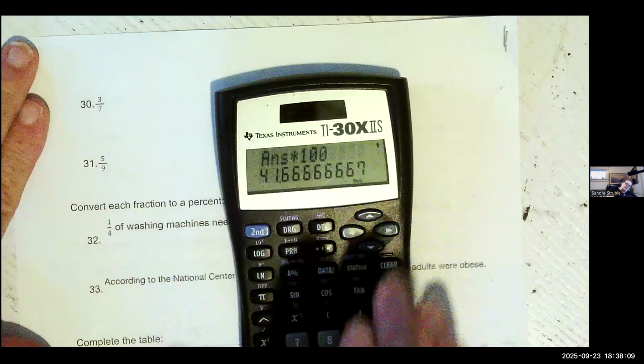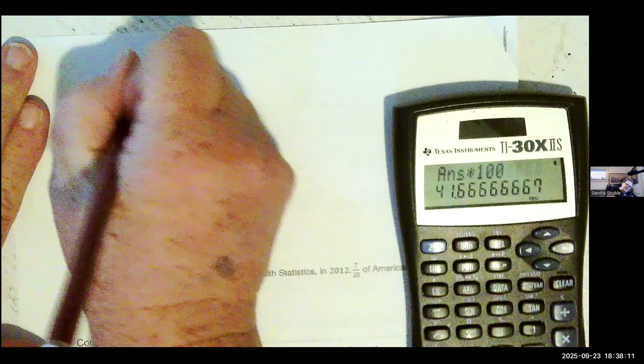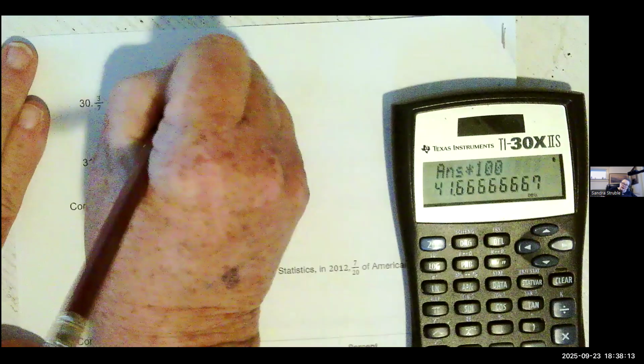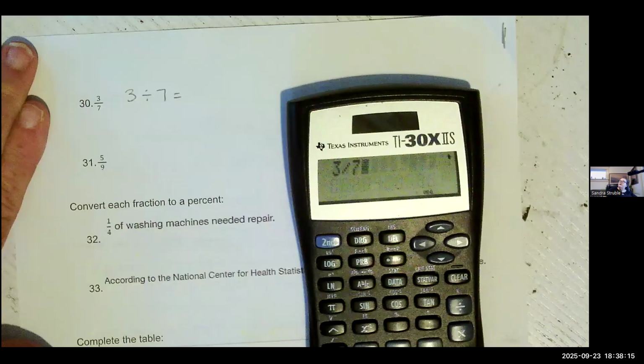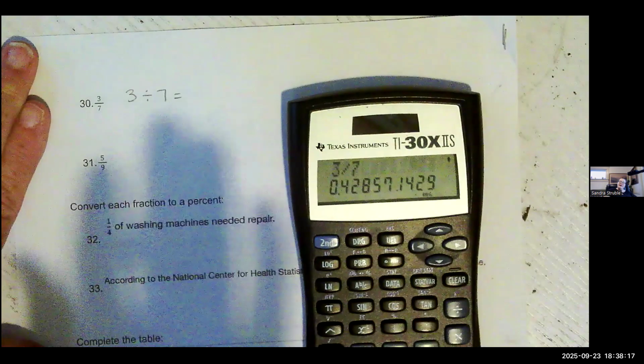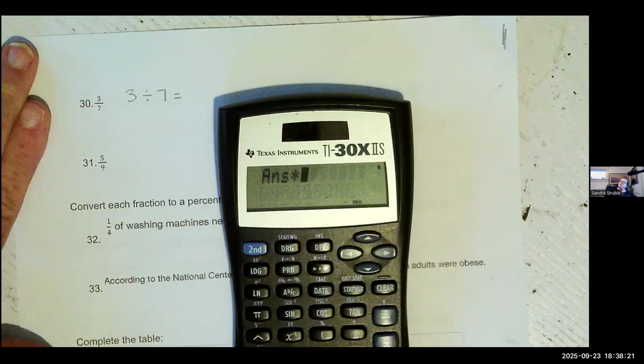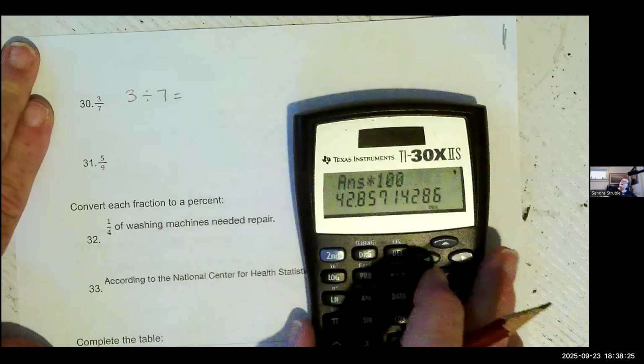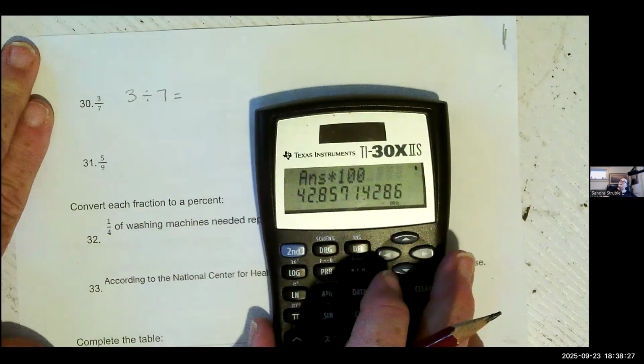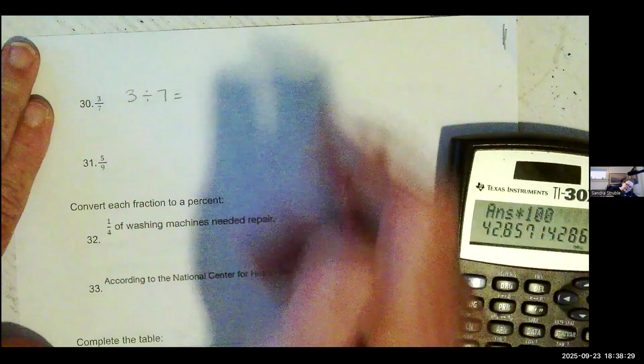All right, last page. This is another one that's going to give us a crazy answer. I'm going to go 3 divided by 7 equals. I'm not going to write the answer down. What I am going to do is just multiply by 100 to get the final answer. So my final answer is 42.85. That's as far as I need to go.